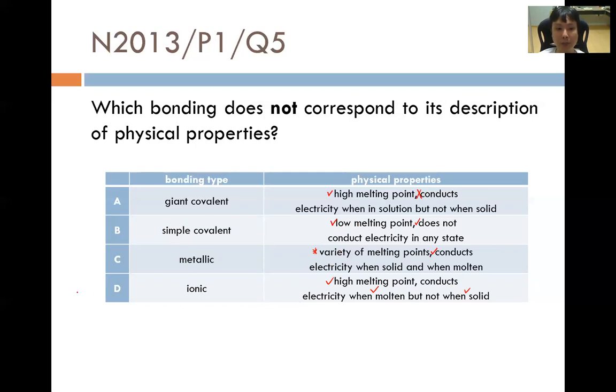Okay, this is true. This is true. And this, with the exception of the variety of melting points, which is a bit ambiguous, but definitely giant covalent compounds do not conduct electricity when in solution. So this is definitely false, and hence we have to say that C is true, and the answer for this will be A, because the question is does not correspond. Okay, in MCQ, we choose the best possible answer.